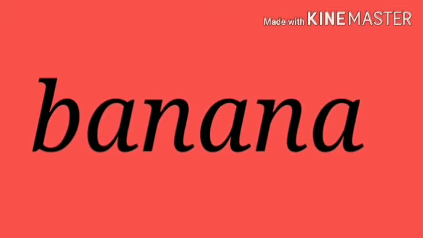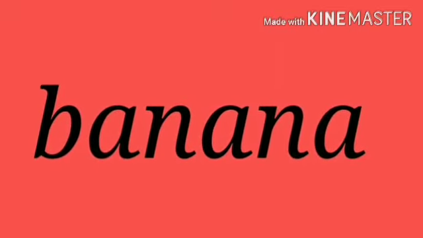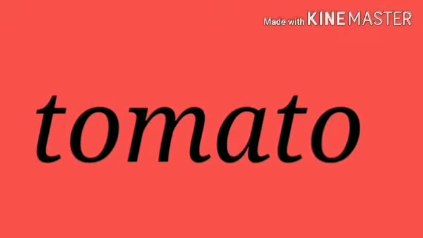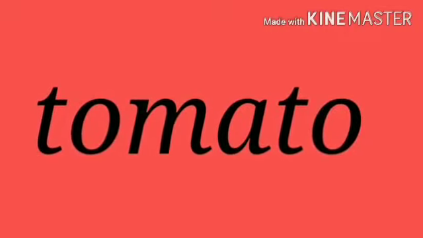Next example, banana. The first letter of banana is B. It is a consonant sound. So, we will use a banana. Next word is tomato. The first letter of tomato is T. T is a consonant sound. So, we will use a tomato. Next, orange. The first letter of orange is O. So we will use an orange. Understood?